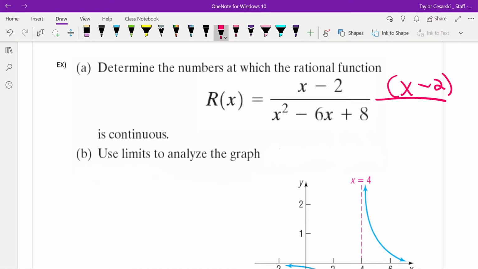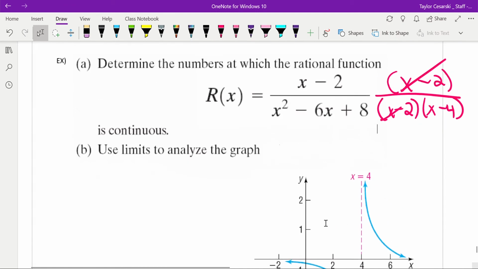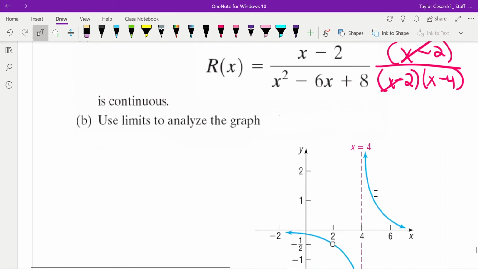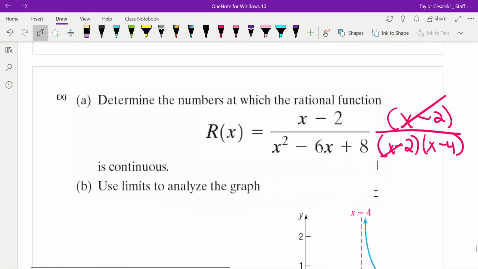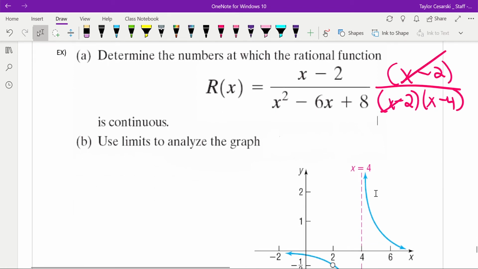x minus 2, x minus 4. So I can see I have a hole at x equals 2. Let's make sure that lines up with my graph. Yes, and I have a vertical asymptote at x equals 4. Okay, cool. So where is it continuous?